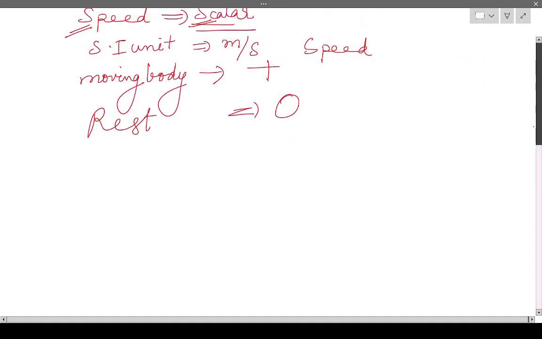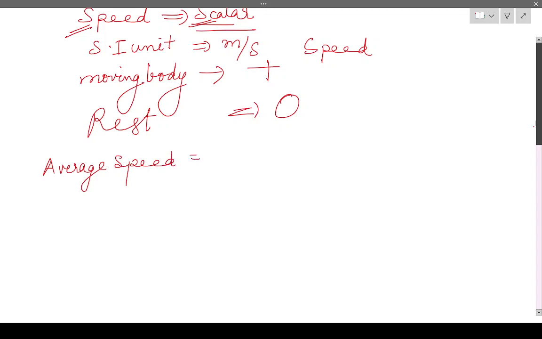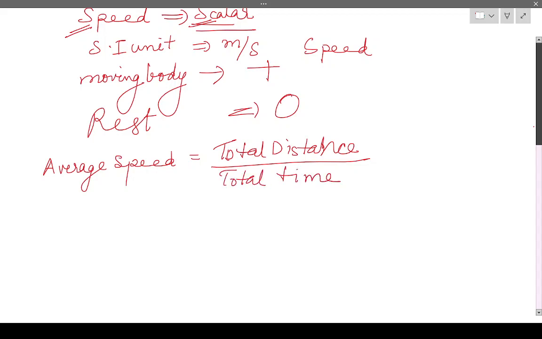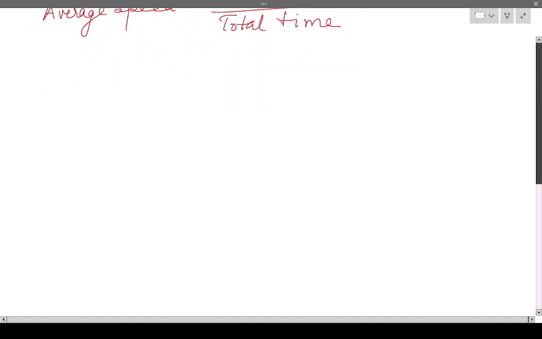Now the average speed. Average speed is nothing but total distance by total time. And in this case, we have to discuss three cases. We will discuss one by one. Case 1, 2, 3, and all. Average speed, case 1.